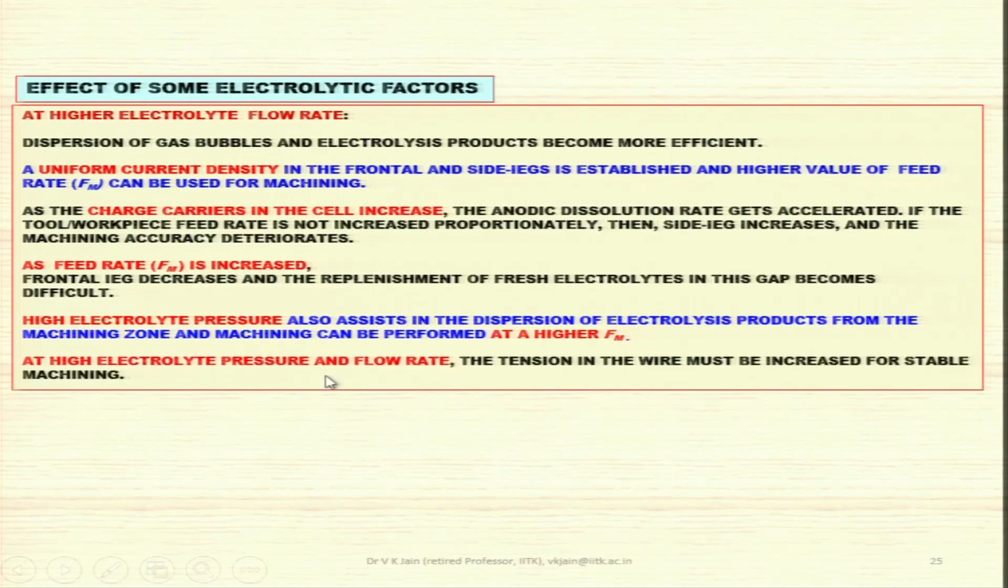At high electrolyte pressure and flow rate, the tension in the wire must be increased for stable machining, otherwise you will not get stable machining and the wire may break or a short circuit may take place.